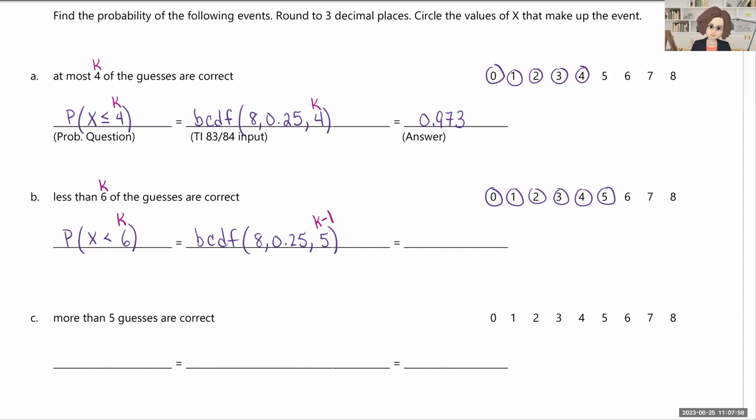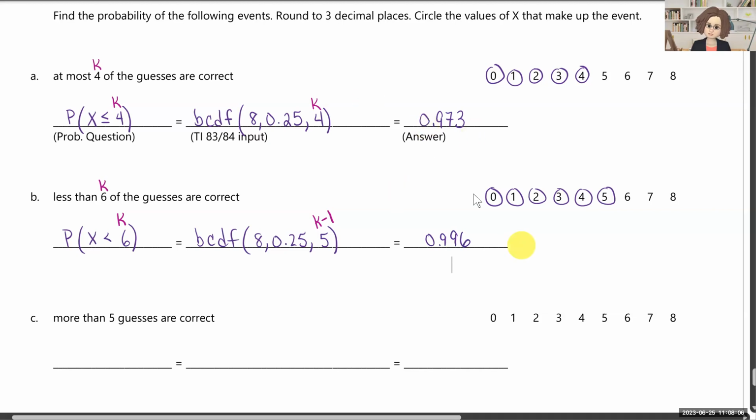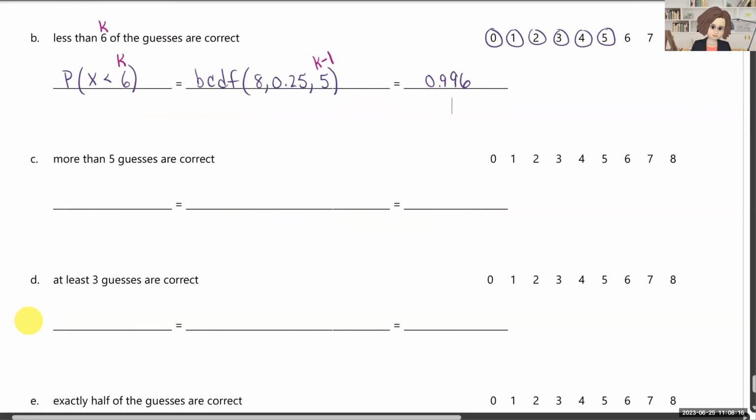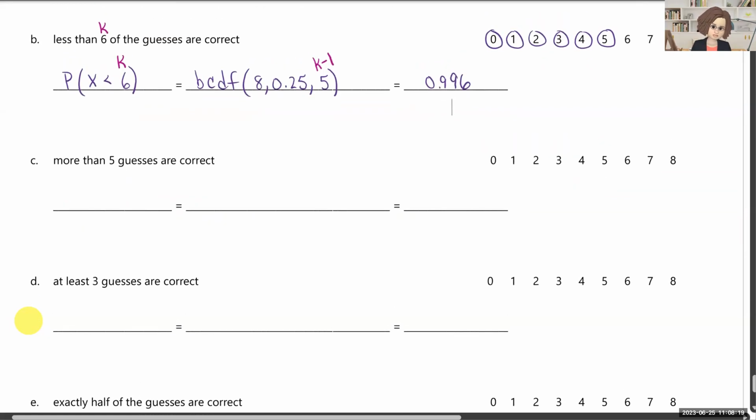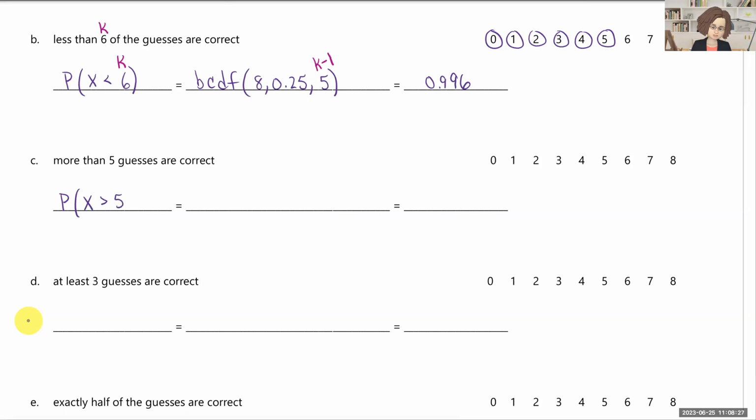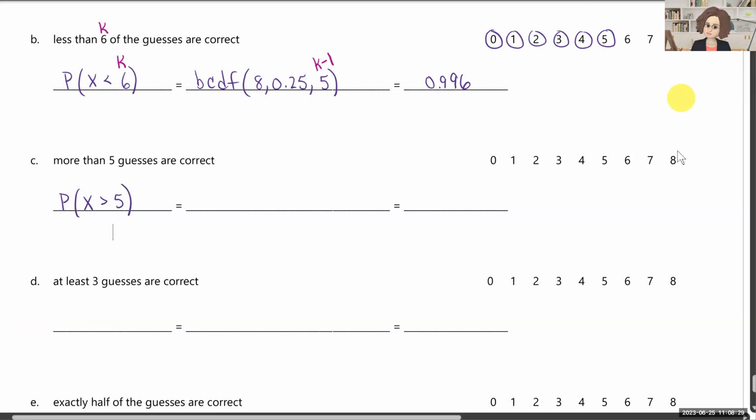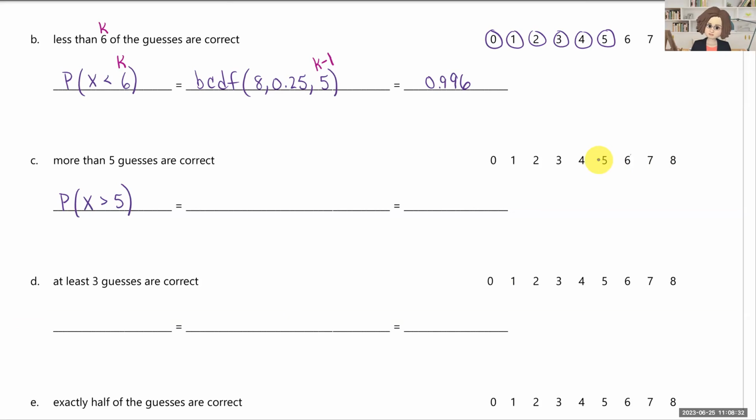All right, and that answer, again, if you'd like to check, should be 0.996. So this probability is a little higher than that one because we're adding in another possibility. C. What is the probability that more than 5 guesses are correct? So probability that the number of correct guesses is more than 5. So coming over here to circle more than 5 correct would be 6 or 7 or 8.